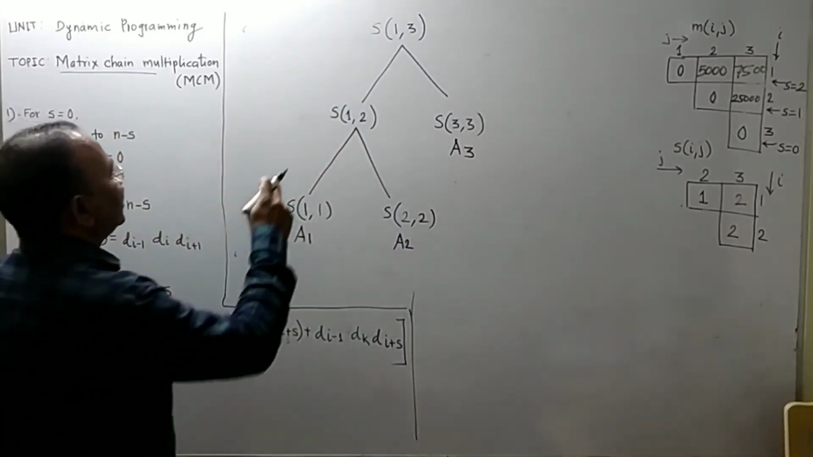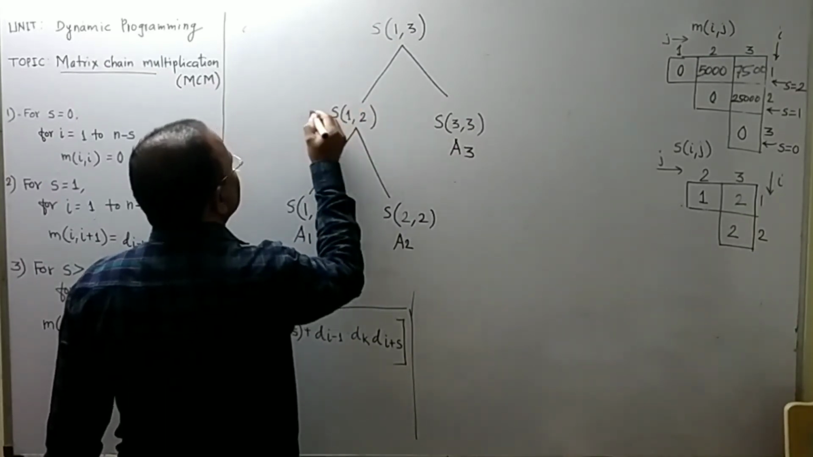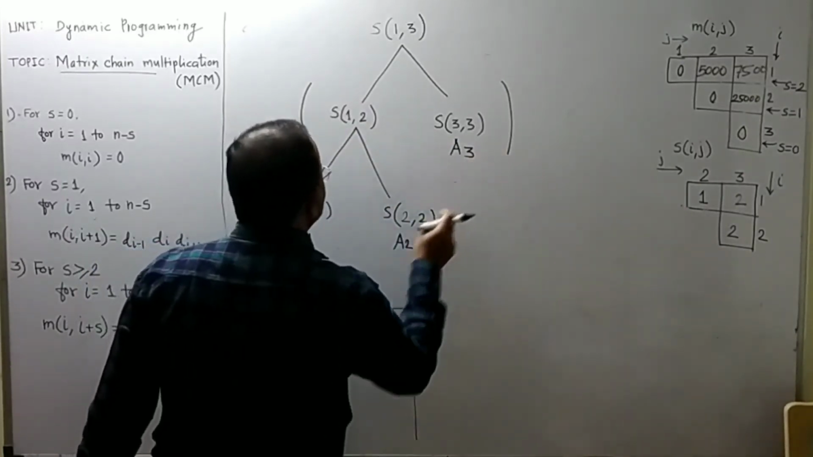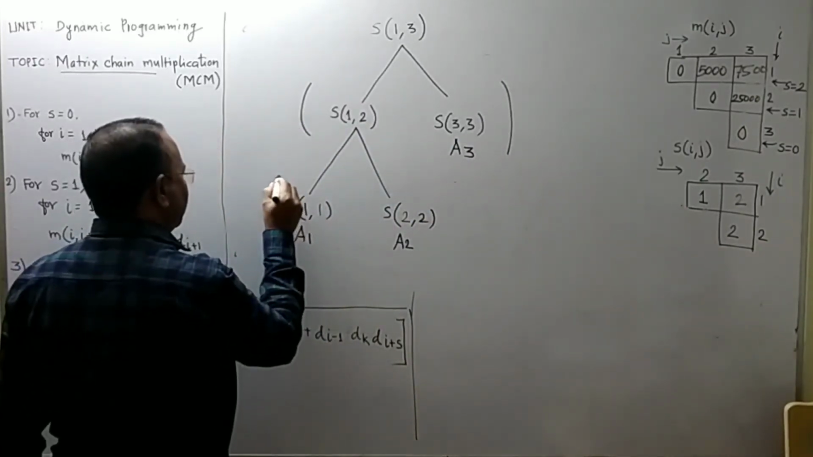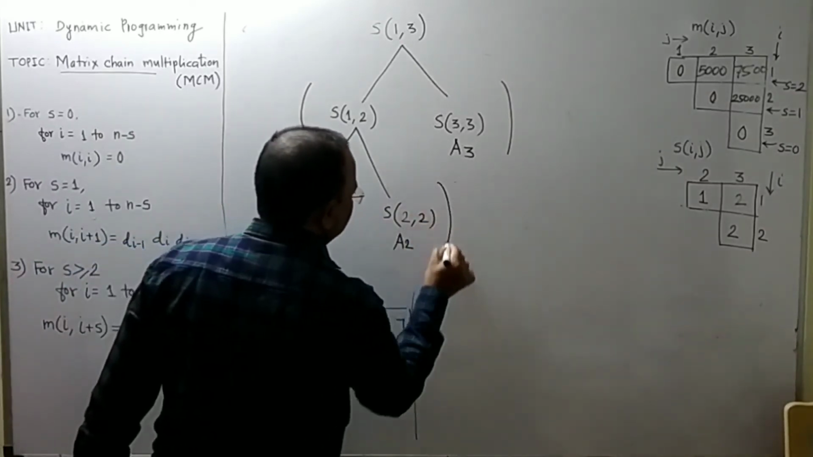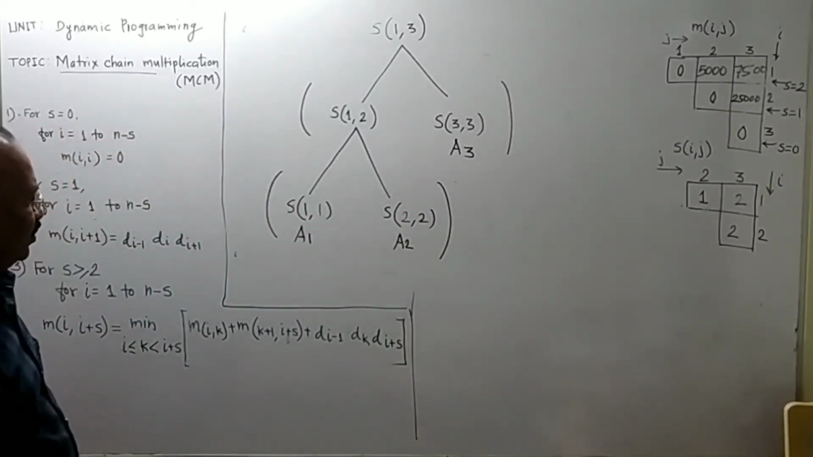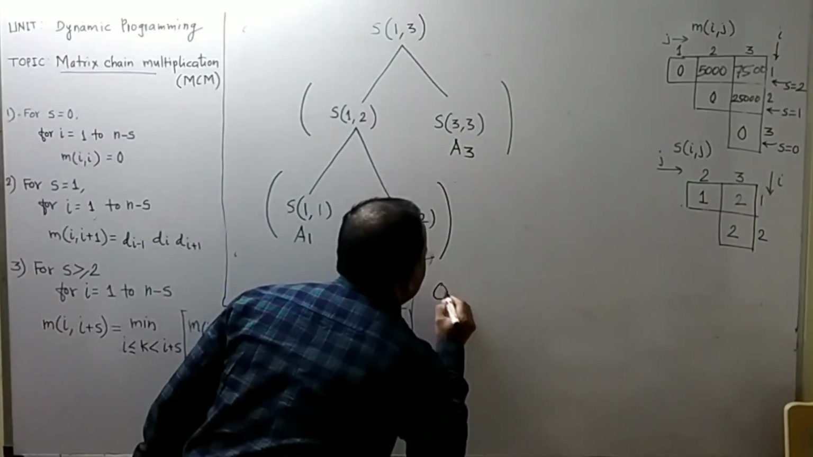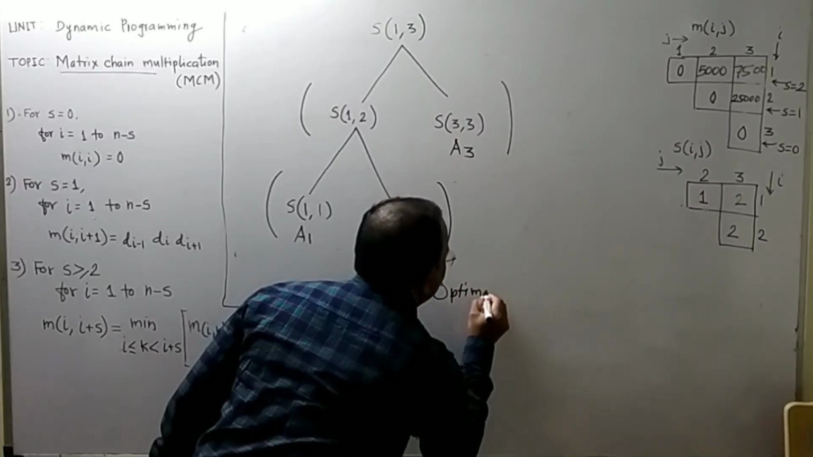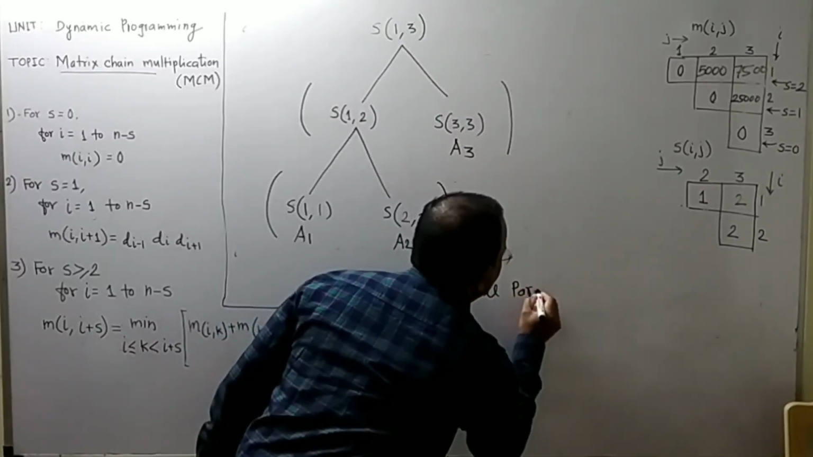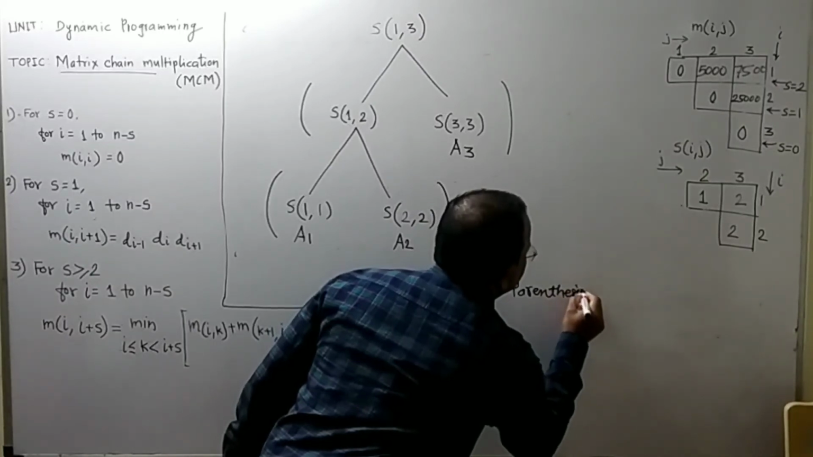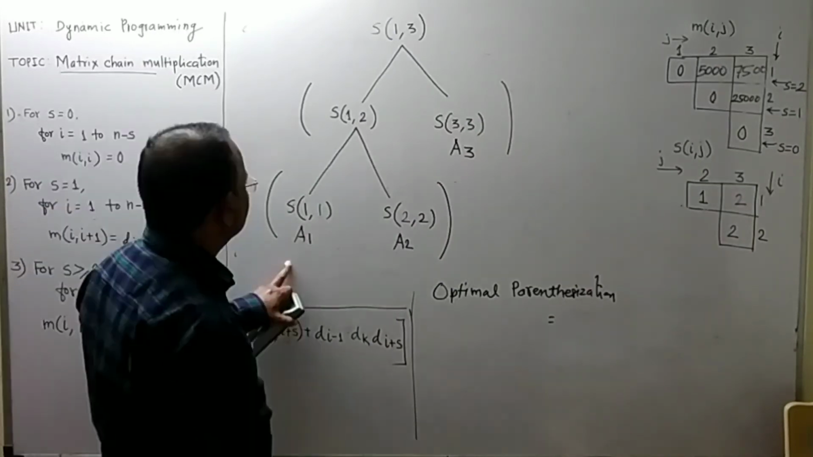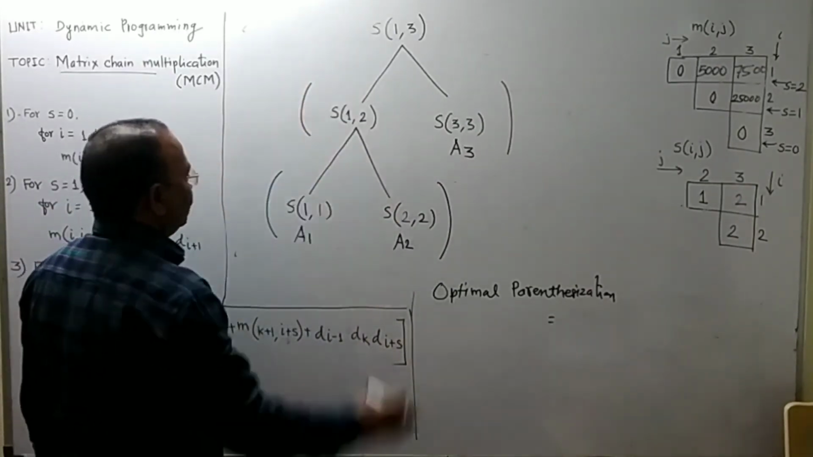Then at the second level, enclose this using parentheses, opening and closing. Similarly for this one also, specify the opening and closing parentheses. Now from these structures, write down the optimal parenthesization. Start from down to upside.